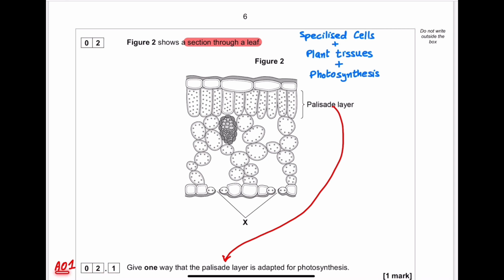2.1 is an AO1 question. Give one way the palisade layer is adapted for photosynthesis. If you look here, the palisade cells are closely packed to each other. They are present near the top of the leaf. On the other hand, they have a huge quantity of chloroplasts, which helps to do more photosynthesis.